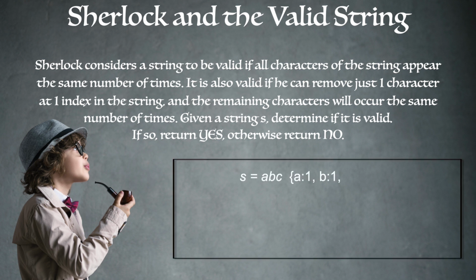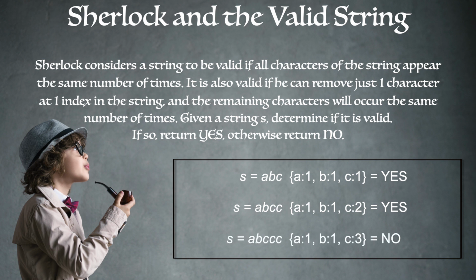For example, if s is equal to abc, the string is valid because the frequencies of characters are all the same. If s is equal to abcc, the string is also valid, because we can remove one c and have one of each character remaining in the string. However, if s is equal to abccc, the string is not valid, because removing one character does not result in the same frequency of characters.